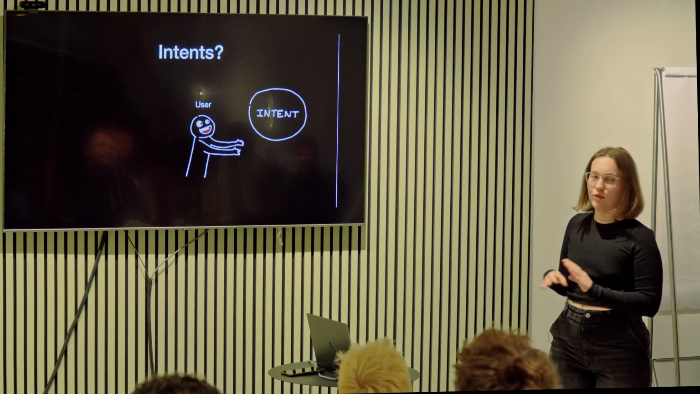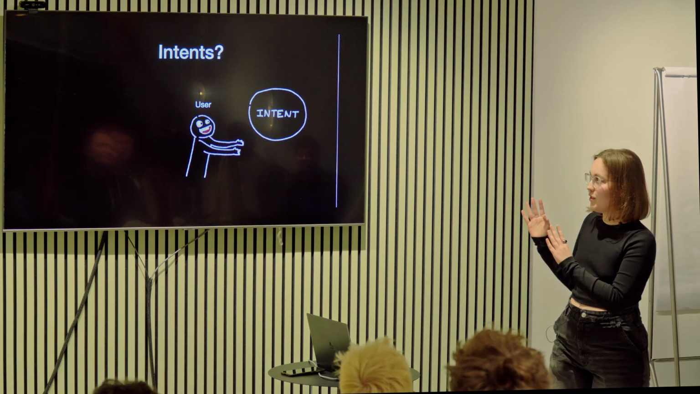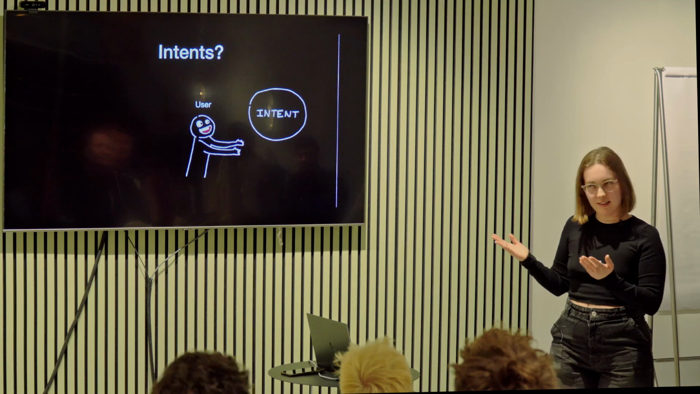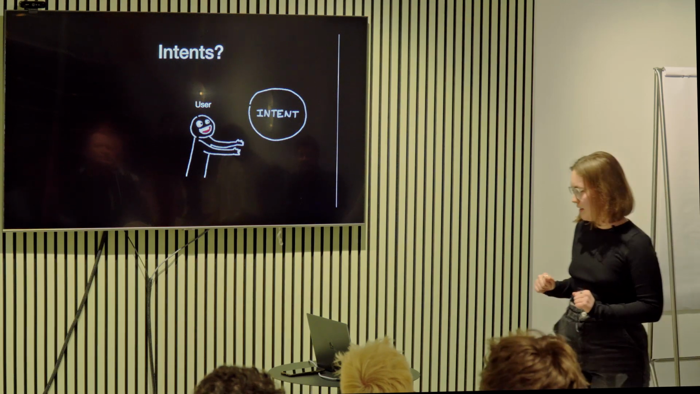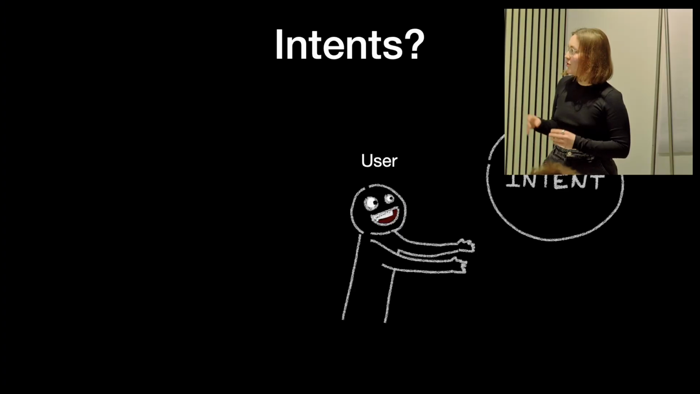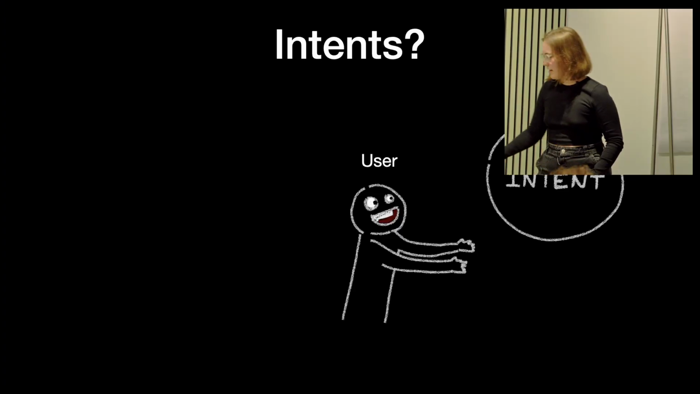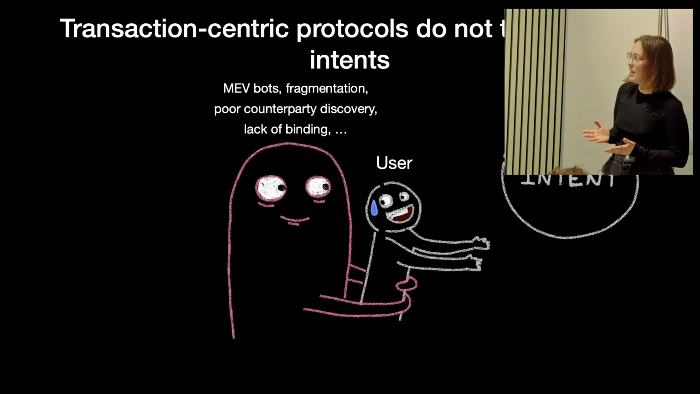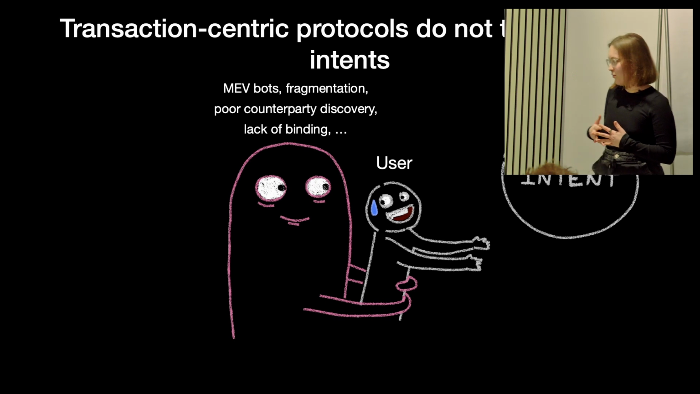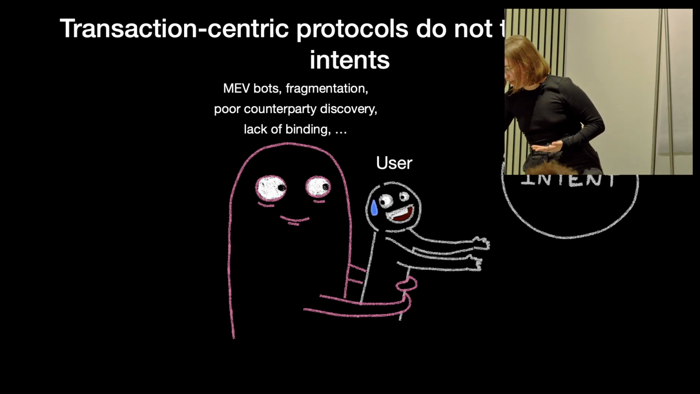This is super simple. So you probably heard about intents. If not, I'll explain what it is. You want something. This is an intent. Luckily, we don't have to formally explain it, that would be a bit more complicated. Users think in terms of intents, and transaction-centric protocols do not exactly help with that. There are a bunch of things that make it difficult because transaction-centric protocols are not designed to work with intents. So what could we do to make it better?